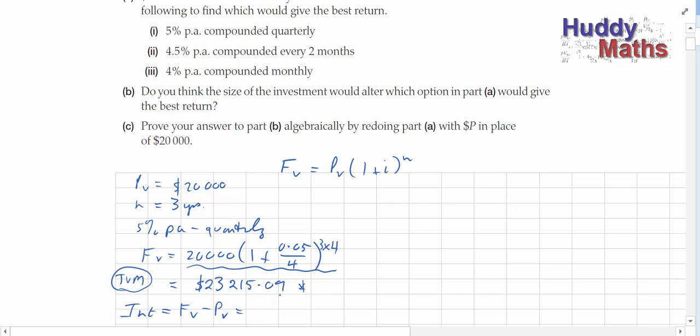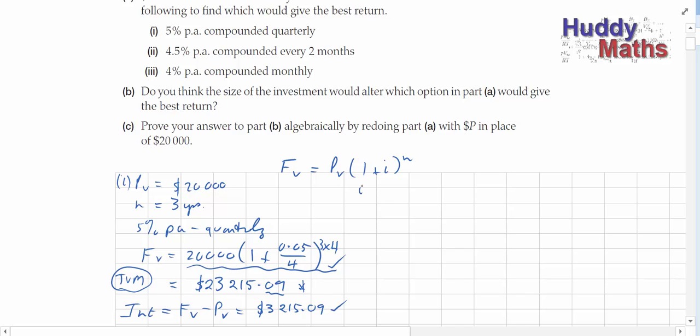So that's $23,215.09. Must always have it to the nearest cent. Minus 20,000, the original amount that we invested. So there is the answer there, $3,215.09. So that's part 1. And if you're marking your work now, there's 1 for basically this expression, then 1 for the final answer. So 2 for that part.